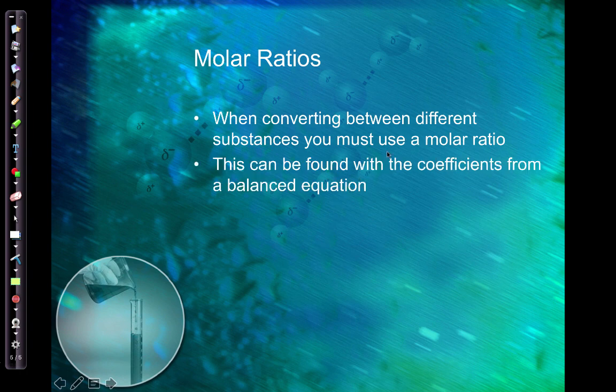Okay, so the mole ratio is going to be found with the coefficients of your balanced equation. So right here, our mole ratio for hydrogen to oxygen is a 2-to-1 ratio. Our mole ratio between hydrogen and water would be 2-to-2 or 1-to-1, and so on. So we can make a mole ratio between any of the reactants and products, or reactants and reactants, or products and products.